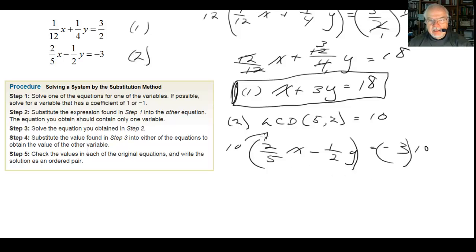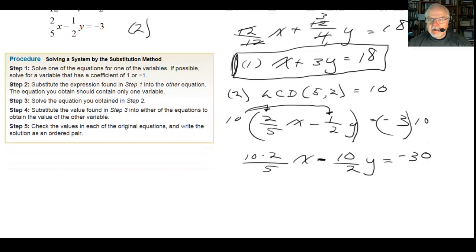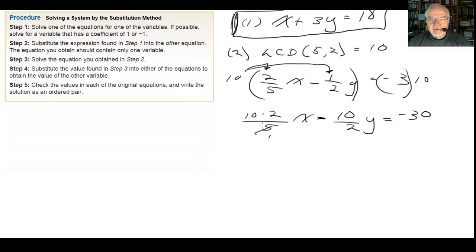Alright, so we break down the parentheses by distribution, so that's going to be 10 times 2 over 5x minus 10 times 1 over 2, that's 10 over 2y, equals minus 3 times 10, which is minus 30. And now comes the fun part where we get rid of all the fractions. 5 goes into 5 once. 5 goes into 10 twice. 2 times 2 is 4. So that leaves us with 4x.